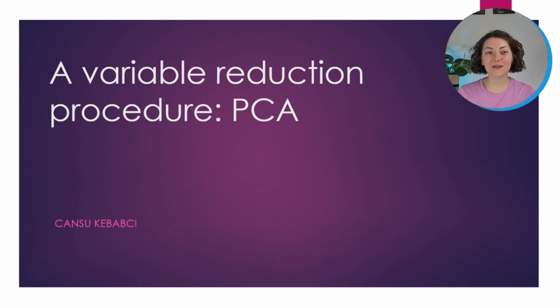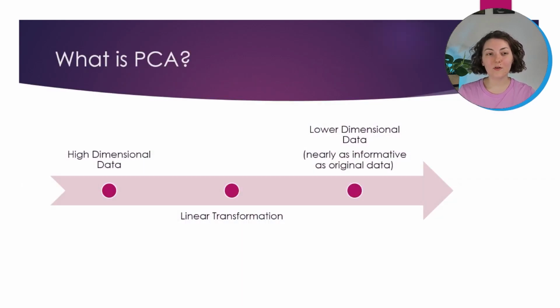Hello everyone. Today I'll talk about a variable reduction procedure which is called principal component analysis. The goal of PCA is to transform high-dimensional data to lower-dimensional while preserving as much information as possible within the original dataset. It is a useful method when the data is highly dimensional, hence it is hard to get a meaning out of it, and when there are correlated variables, which indicates that there is redundancy in the dataset that could be neglected. Let's illustrate how PCA achieves this.